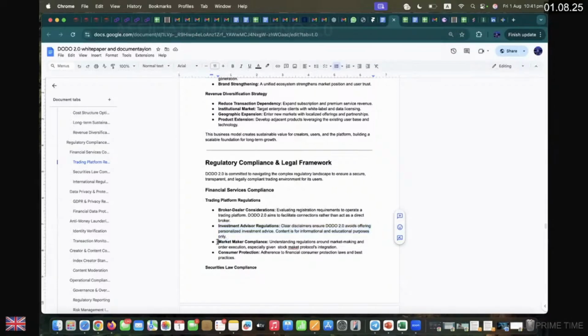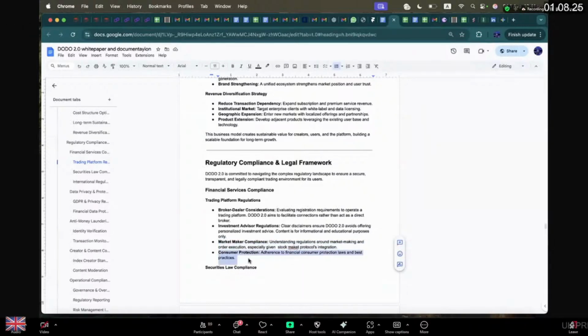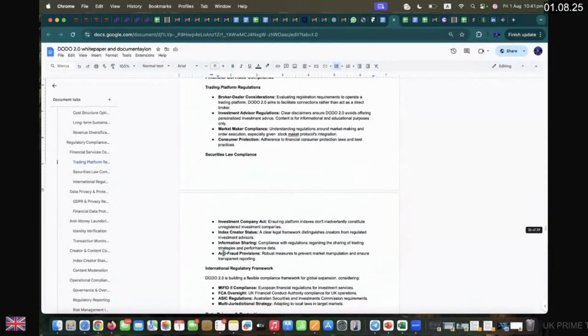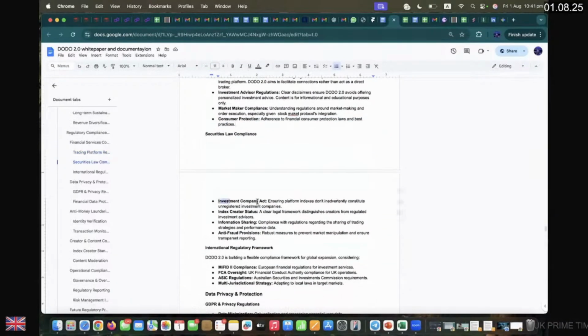Market maker compliance: understanding regulations around market making and order execution, especially given stock market protocols integration. Consumer protection: adherence to financial consumer protection laws and best practices. Securities law compliance: Investment Company Act. Ensuring platform indices don't inadvertently constitute unregistered investment companies.